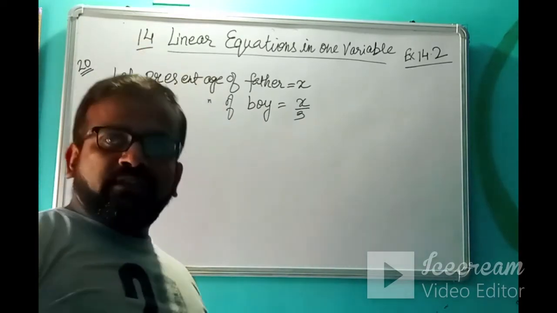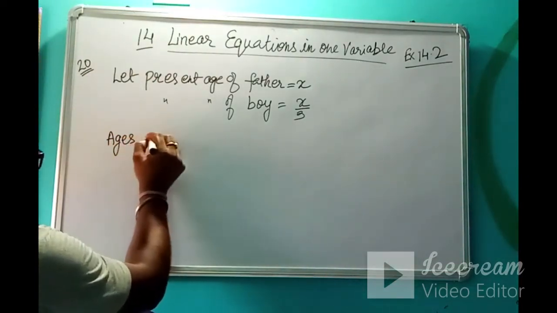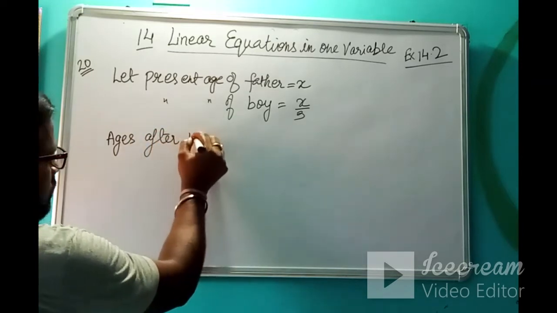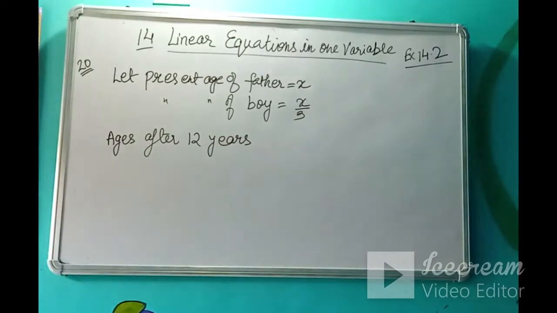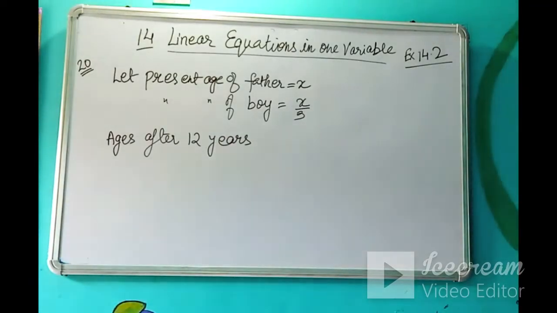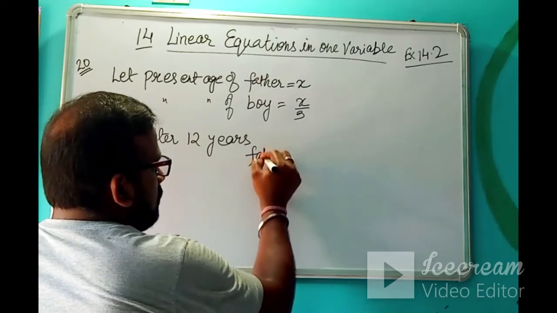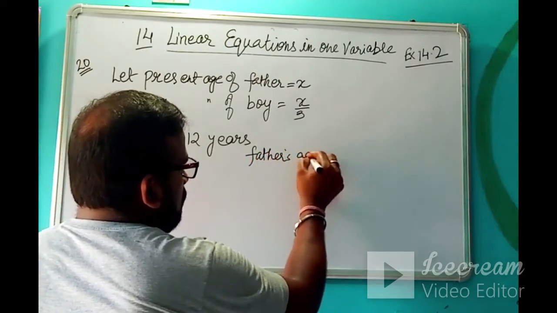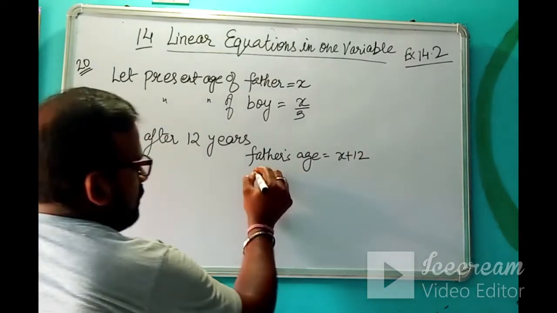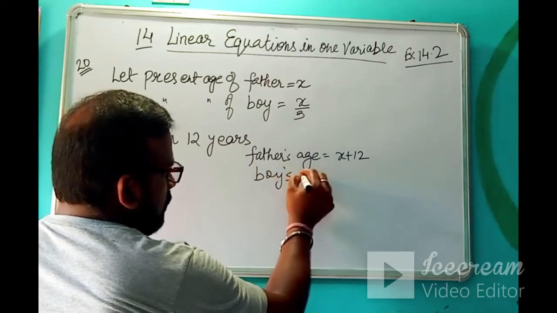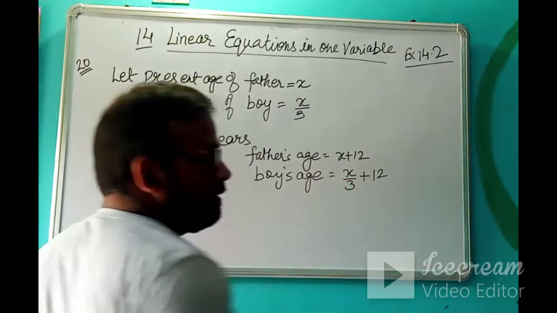Then after 12 years, that means 12 years from now, I will calculate the ages after 12 years. So right now father is of x years. So what will be the age of father? Father's age will be x plus 12. And boy's age, it was x by 3, so now it becomes x upon 3 plus 12.